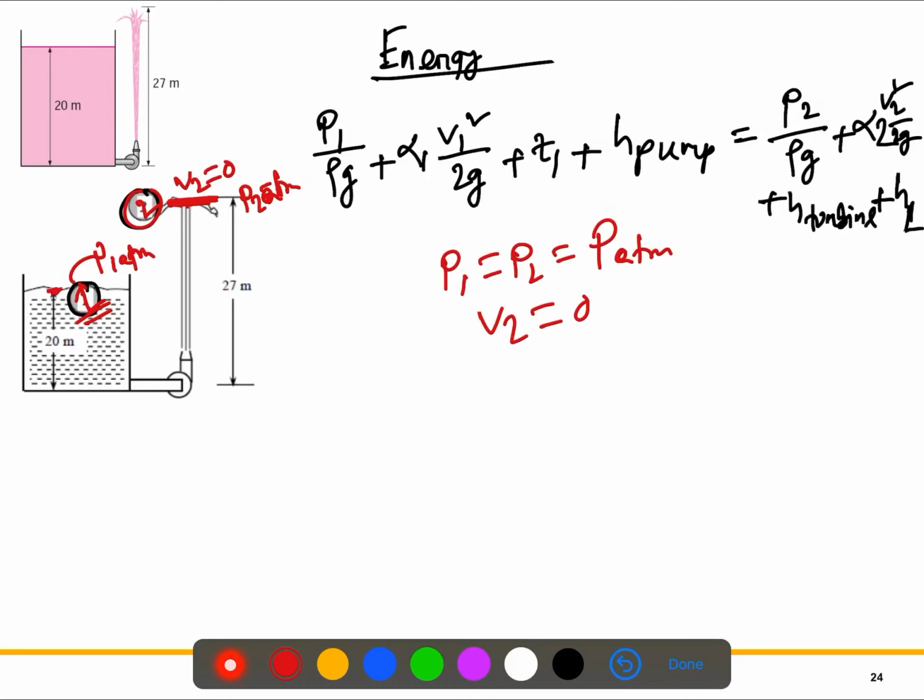Right, so think about the elevations. This point is Z1. I can use a different color. This is Z1. At this point, this is Z2. We're talking about from here. So this Z1 is 20 meter. Z1, 20 meter. It is given.